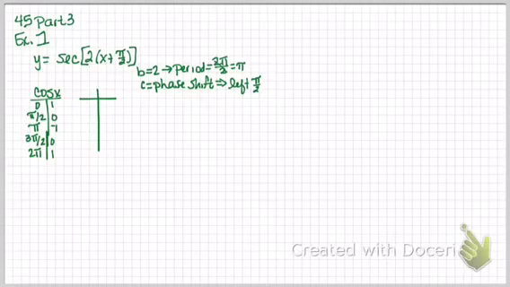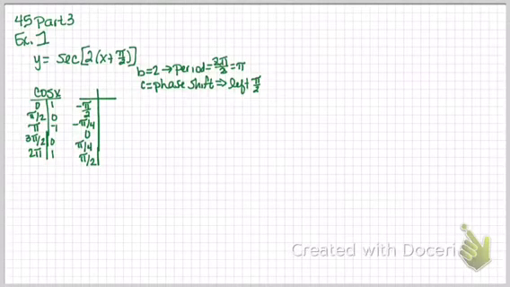So when I start out my table here, I know I'm going to start at negative pi over 2, and then I'm going to go a full period of pi after that. So negative pi over 2 plus pi is pi over 2. And so halfway between those two is 0. Halfway between negative pi over 2 and 0 is negative pi over 4. And halfway between 0 and pi over 2 is positive pi over 4.